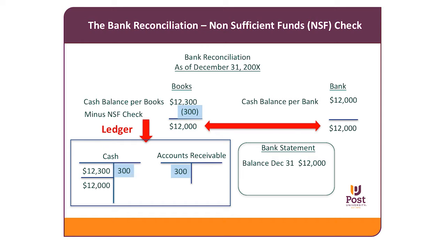The credit goes to cash because you never really had cash. When the journal entry is posted to the ledger, you can clearly see that the accounts receivable of $300 has been reinstated as the customer still owes you the money.